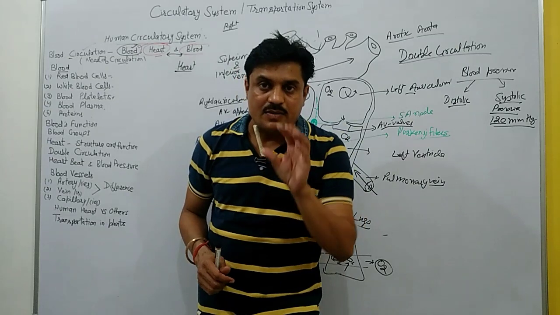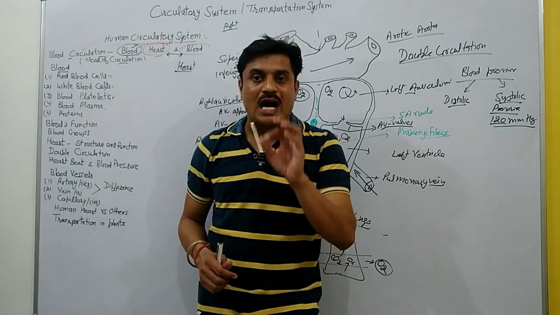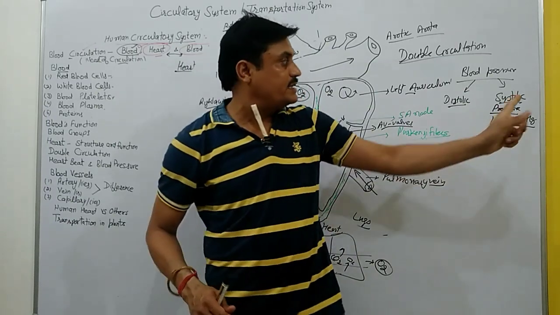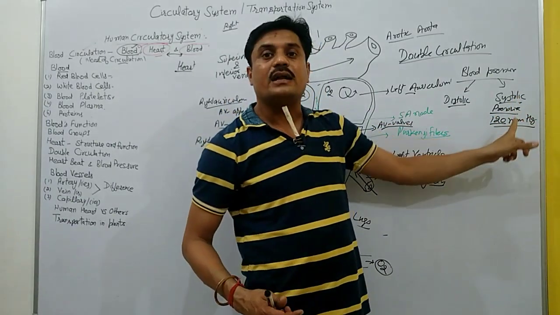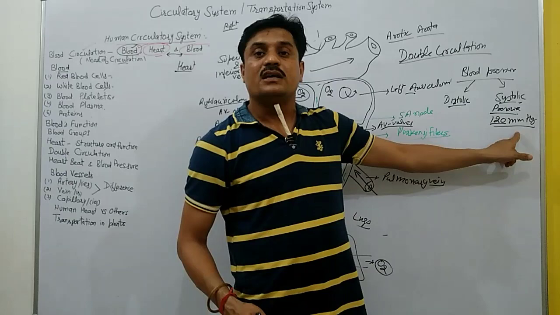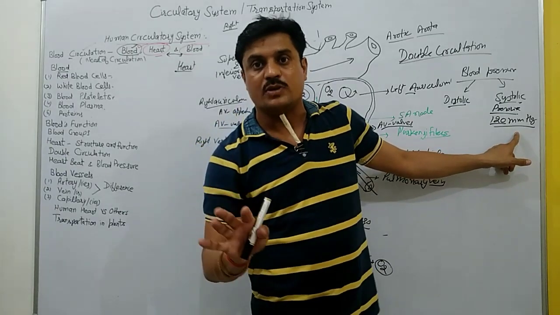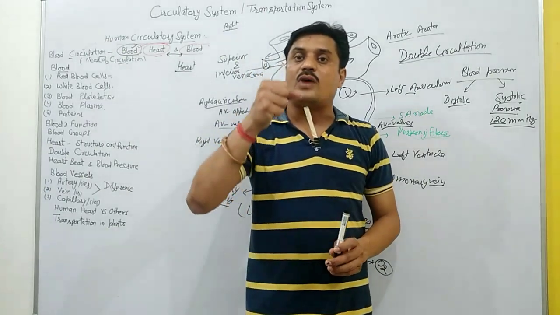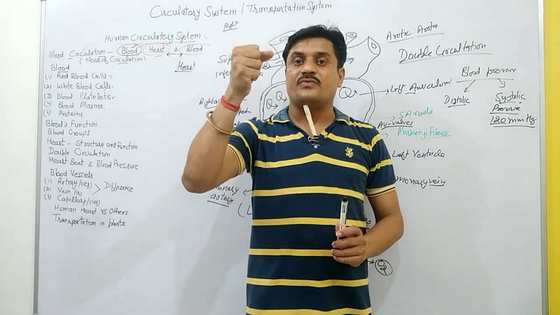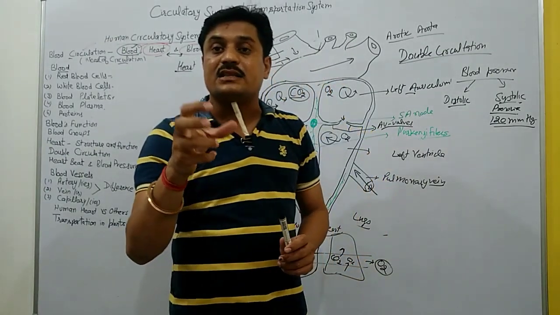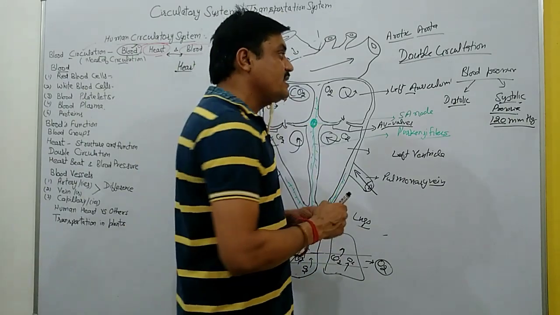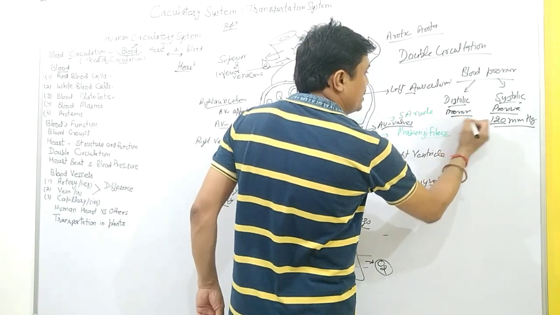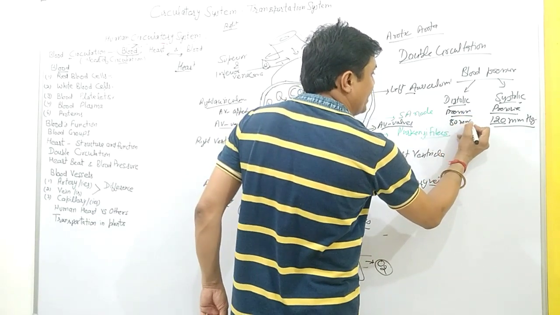The pressure exerted by the blood on the wall of the blood vessels at the time of the contraction of the heart is called systolic pressure, and it is 120 mm Hg in a normal, healthy human being. And when the pressure exerted by the blood on the wall of the vessels is measured while the heart is in the relaxation mode, that pressure is called diastolic pressure. In normal human beings it is 80 mm of Hg.